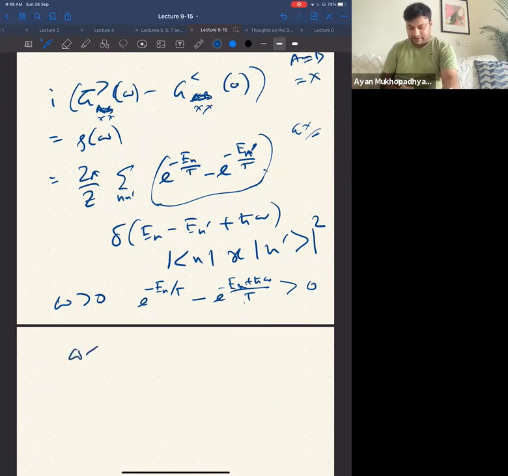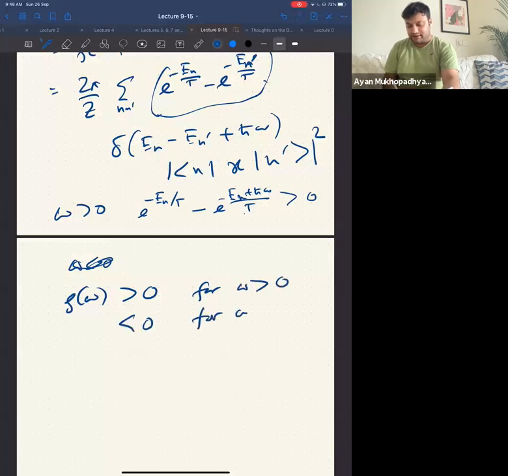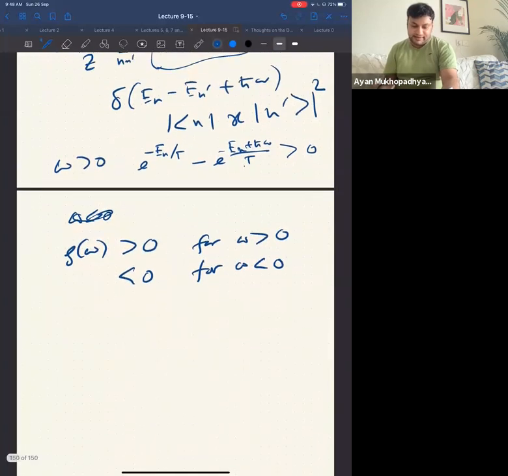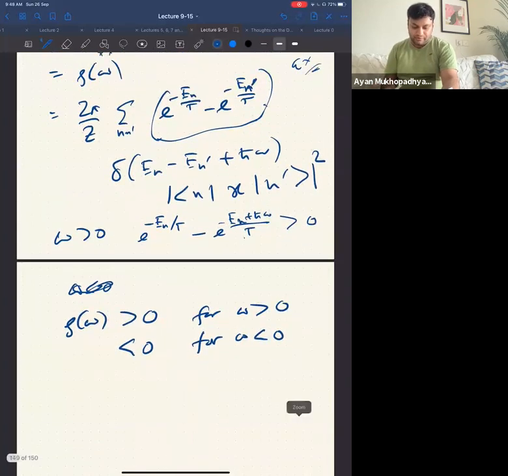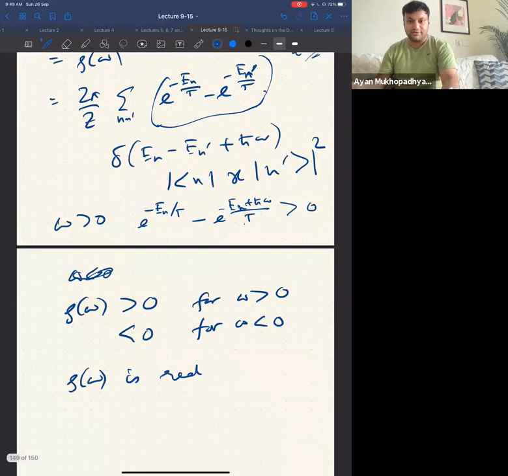And similarly, for omega less than 0, this thing is negative. So what we show from here, rho omega is greater than 0 for omega greater than 0 and less than 0 for omega less than 0. Okay. And then the other thing you can easily see from this expression is that rho omega is real, right? That's obvious from this expression that rho omega has to be real.